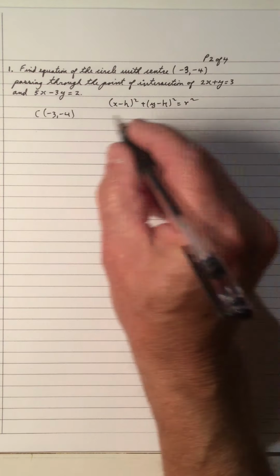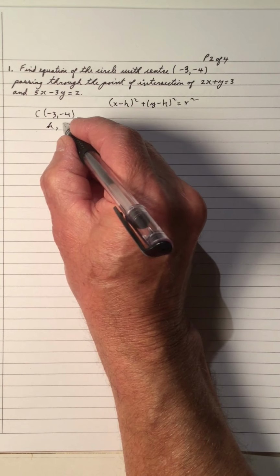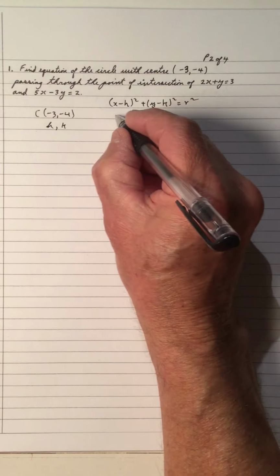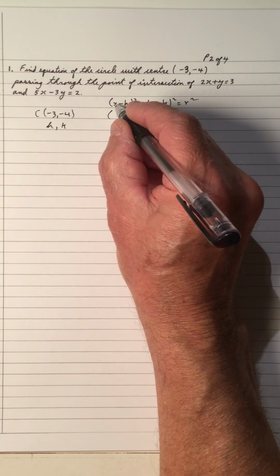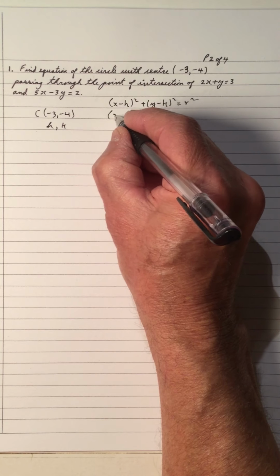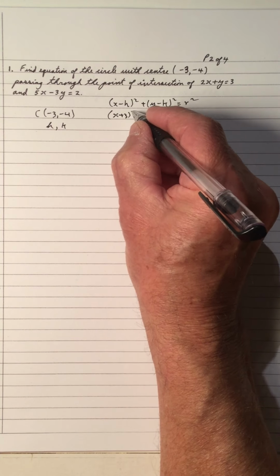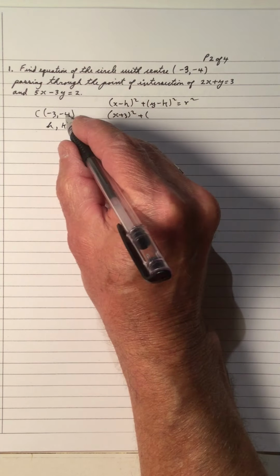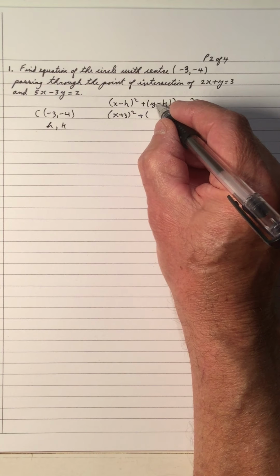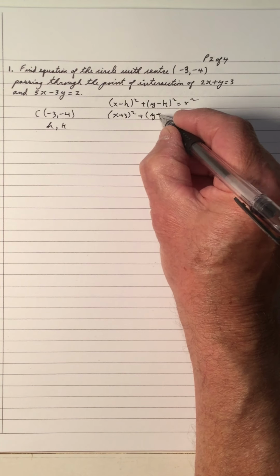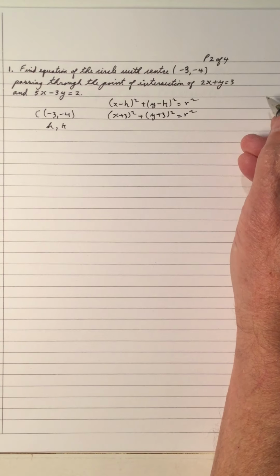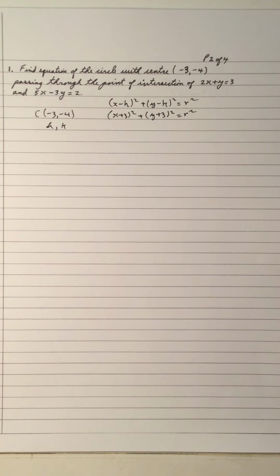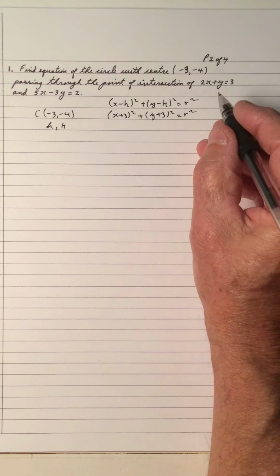So we have the h and the k. h is -3, so subtract -3, so it's x plus 3. And k is -4, so to subtract -4 is a plus 4. And we need to find what r is. But it passes through the point of intersection of these two lines.